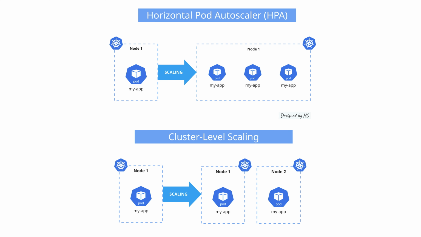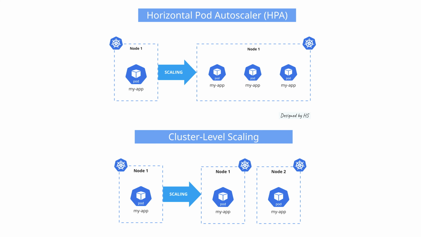How does AKS handle scaling between those two layers? So scaling in AKS happens at two levels. First you have pod level scaling. The horizontal pod autoscaler adds or removes pods based on metrics like CPU, memory, or custom metrics.